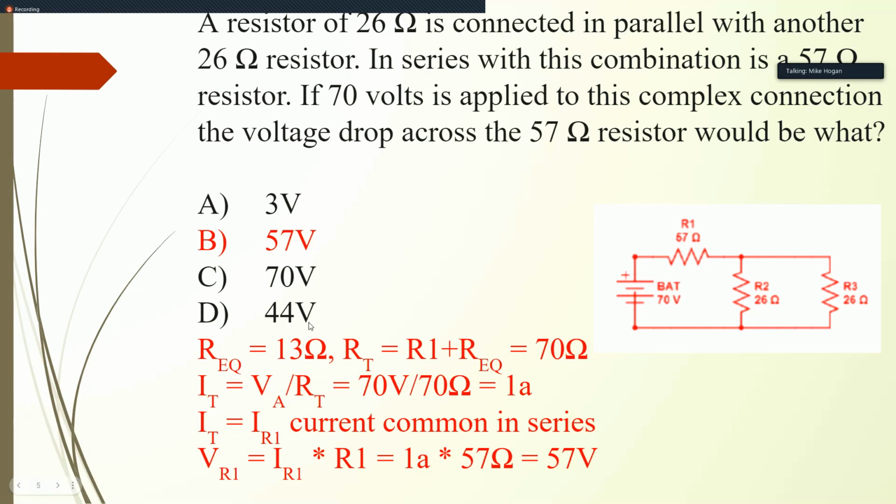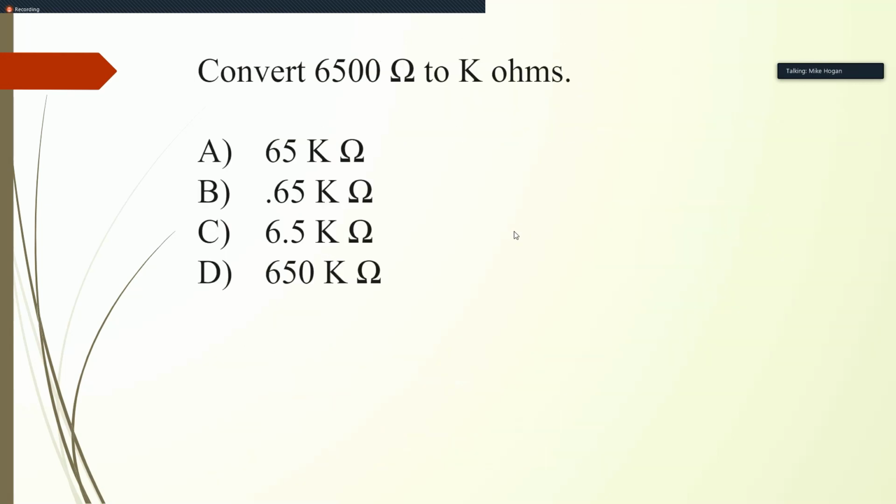Okay, so you can see right here, we've stepped through it. Our equivalent resistance, we came up with 13 ohms. That's these two in parallel. 26 divided by 2, we got our 13 ohms. We put it in series with our 57 ohms to get a total of 70 ohms resistance. We used Ohm's law to get our 1 amp total current and work toward our 57 volts across R1. All right.